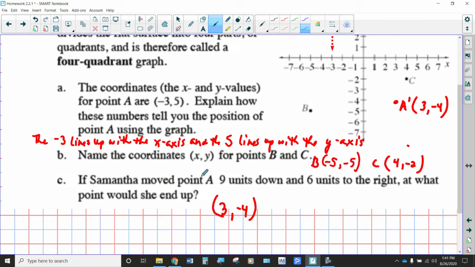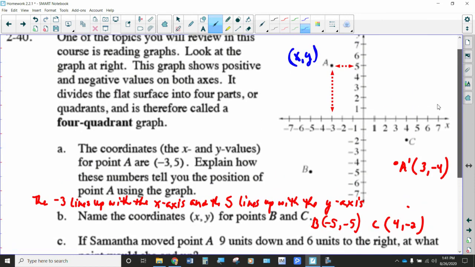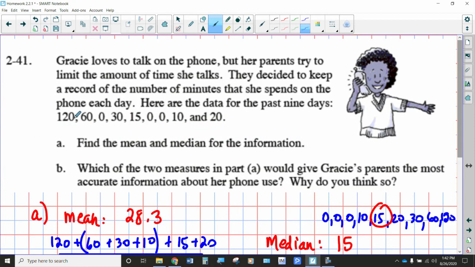So then it says Samantha moved point A 9 units down and 6 units to the right. So if you went 9 units down, it would go 1, 2, 3, 4, 5 just to get to the x-axis. Then another 4 units takes you to the -4. And then 6 units to the right, it's going to take 3 to get to the y-axis and another 3 to get to where x is equal to 3. So that ends up being the point after moving point A from its original location to its new location. Is that it for this particular problem? That is it.